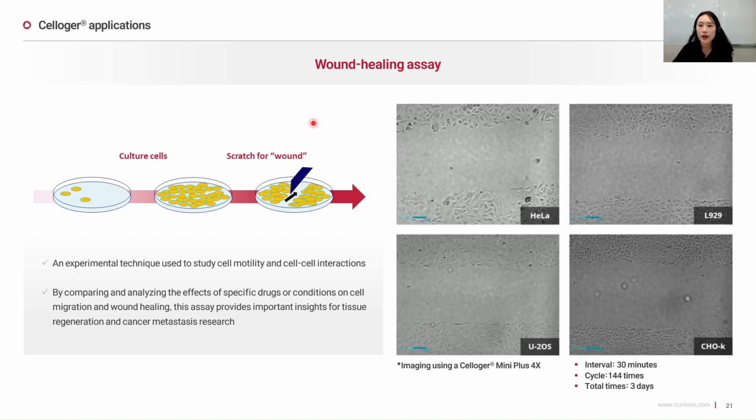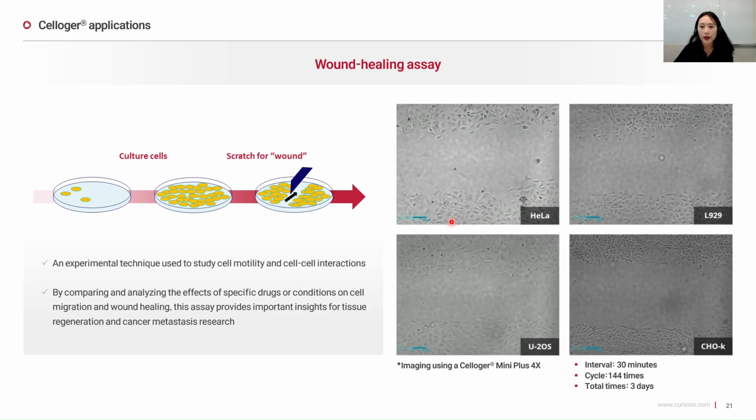Real-time imaging greatly enhances this assay by providing accurate measurements of wound area reduction, cell migration distance, and wound closure speed. Traditionally, this process involves manually observing and capturing images of the wound area at regular intervals under a microscope. However, with the automated live-cell imaging capability of the Celloger system, continuous manual checks are no longer necessary. The time-lapse function automatically captures images at set intervals, and the analysis software makes it easy to examine the collected data.